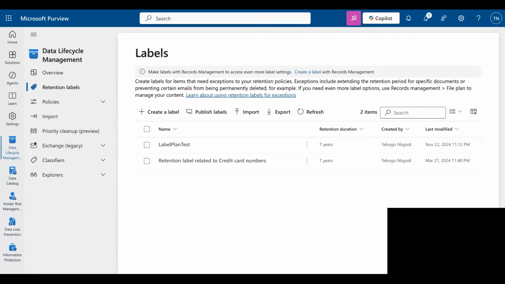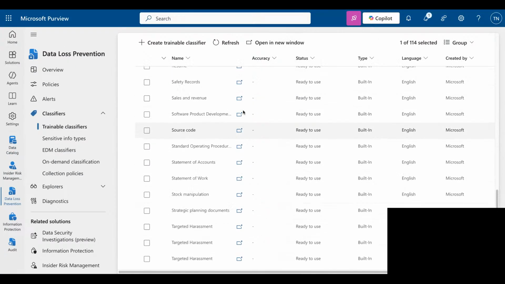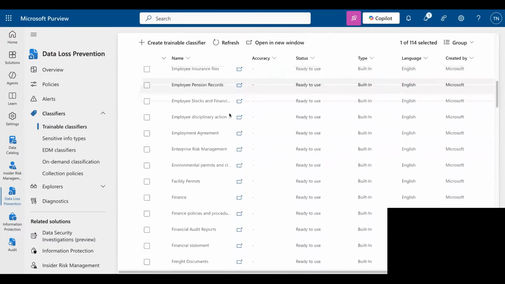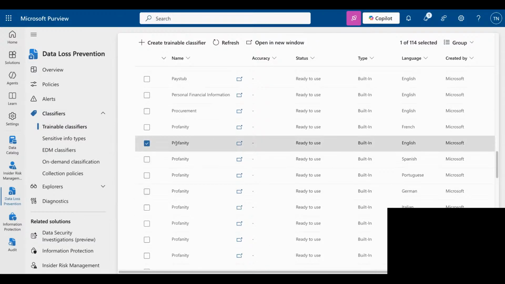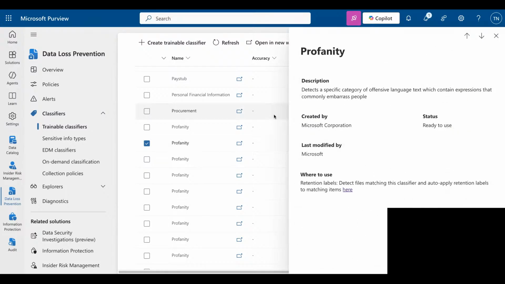I wasn't sharing, so let me share this one. Okay. Now you can see the screen. There's the trainable classifier here. Then I came here on profanity. This is the trainable classifier that will detect specific category of offensive language text. And this one comes with the system, so it's ready to use.